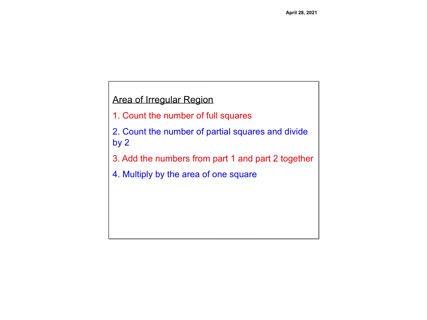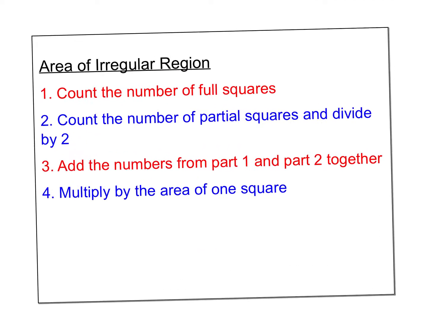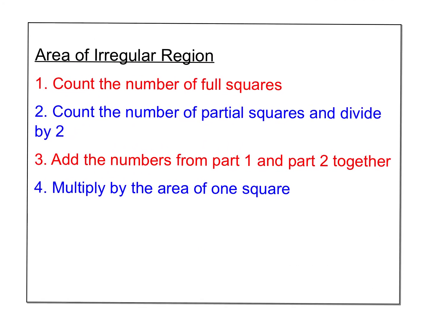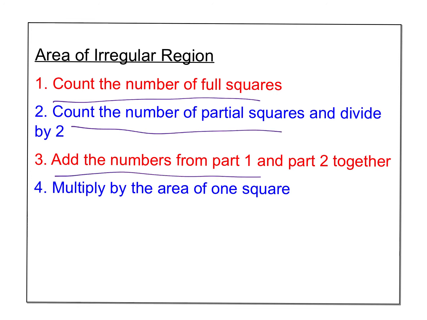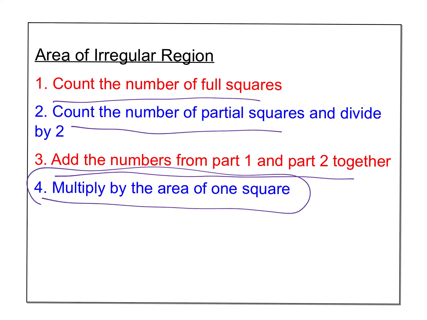Here's how I do it. I put a graph over top of it. I put a number of squares over it. I count the number of full squares. I count the number of partial squares and divide by 2. Then I add the numbers from part 1 and part 2 together, and I multiply by the area of one square. So: fulls, partials divided by 2, add together, multiply.